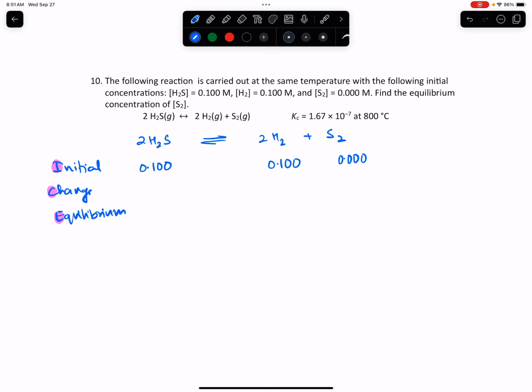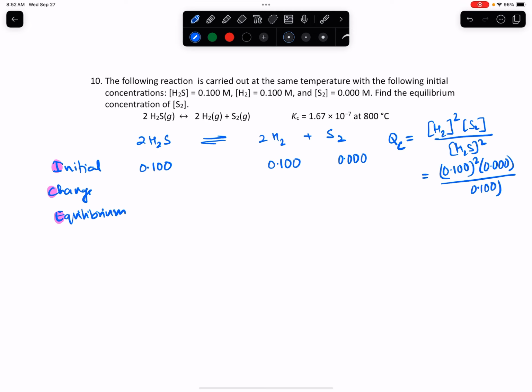So QC is equal to, let's express it the way it's expressed here. These are the products and these are the reactants. So it's going to be H2 raised to 2 times S2 over H2S raised to 2. Let's plug those values in: 0.100 for H2 squared times S is 0.00, over 0.100 squared. Because we have a 0 in the numerator, the whole expression becomes 0.